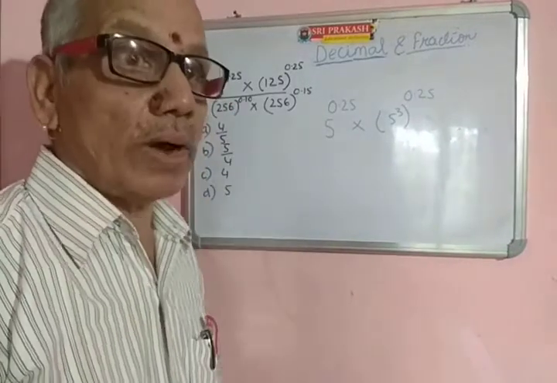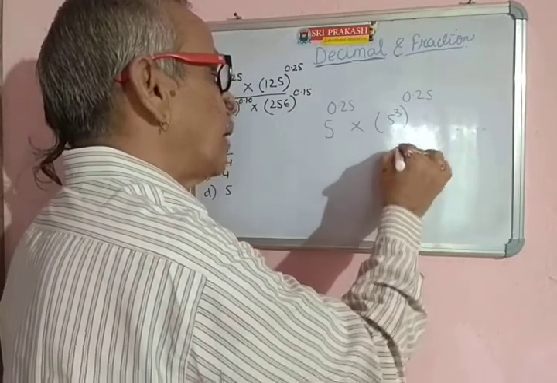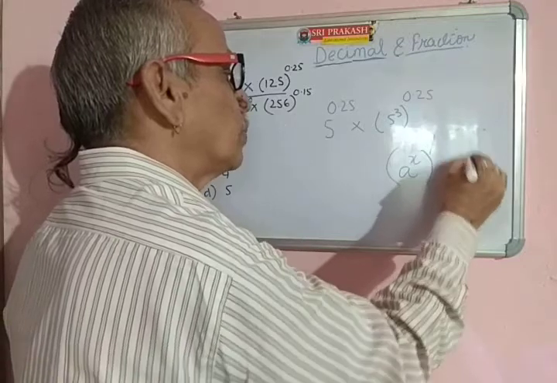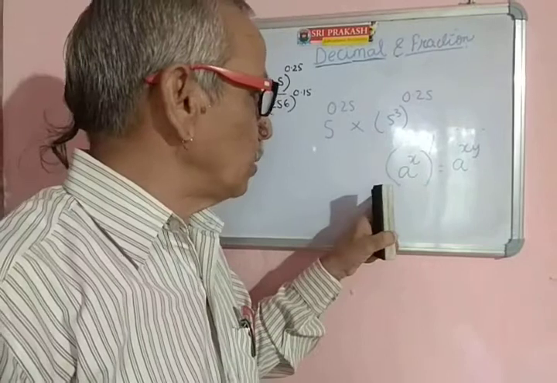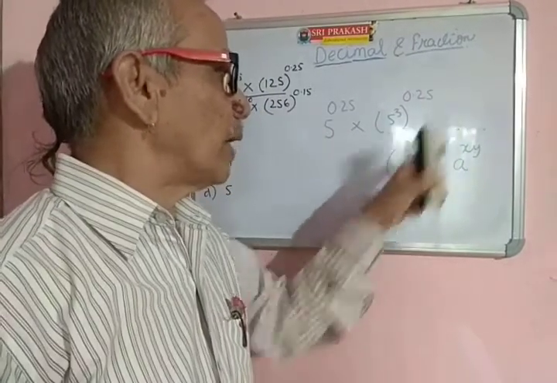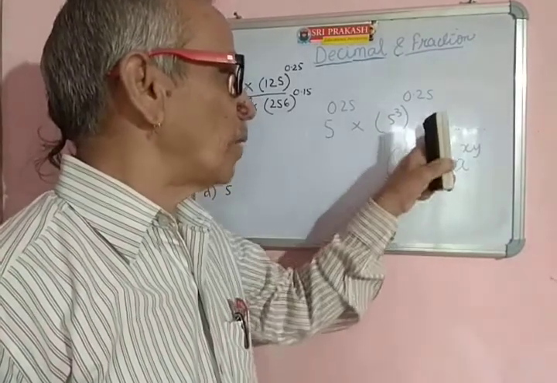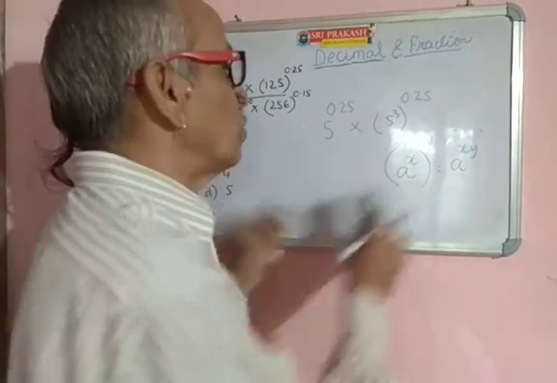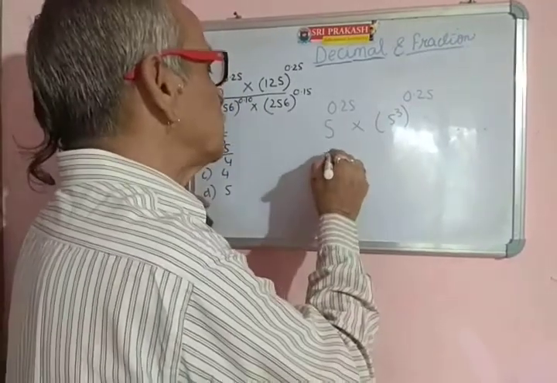So you have one formula. What is that? A to the power of x whole to the power of y is equal to a to the power of xy. Let me tell you again. A to the power of x whole to the power of y is equal to a to the power of xy. So here your 5 cube whole to the power of 0.25 is there.